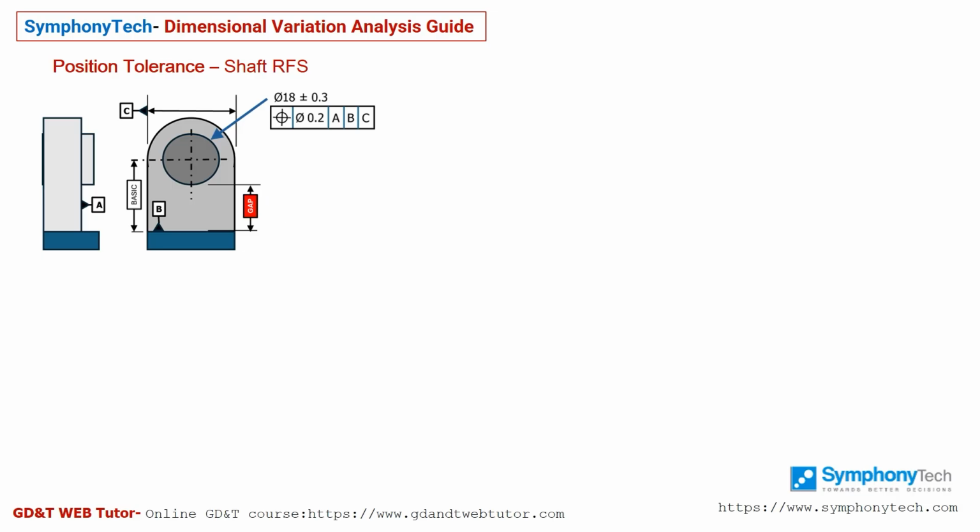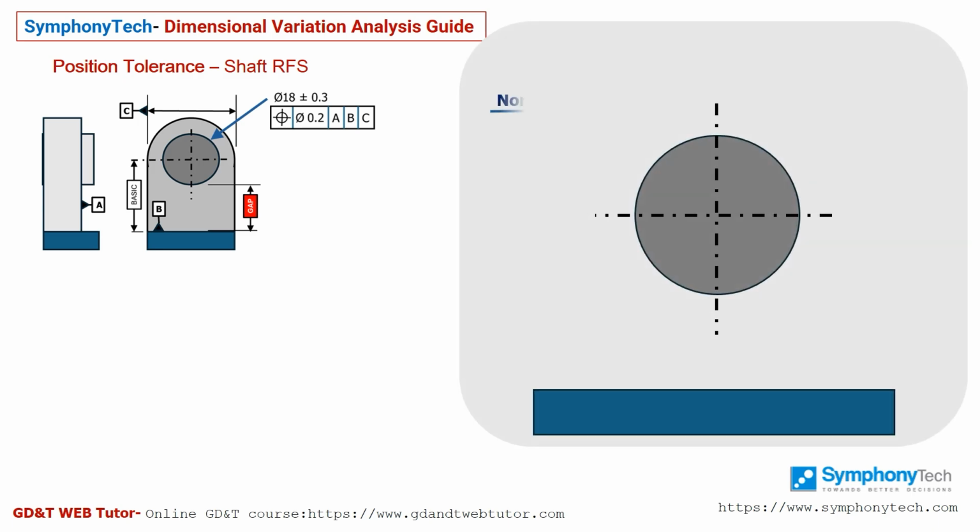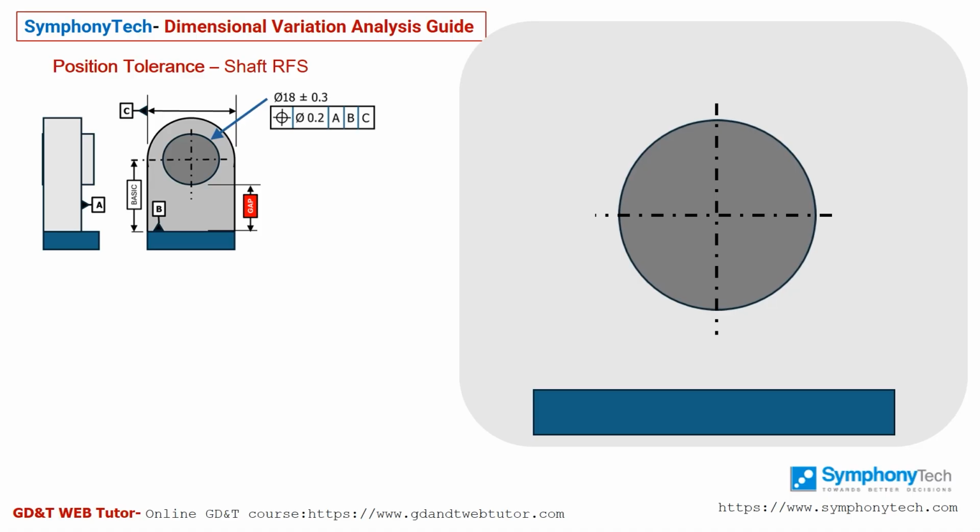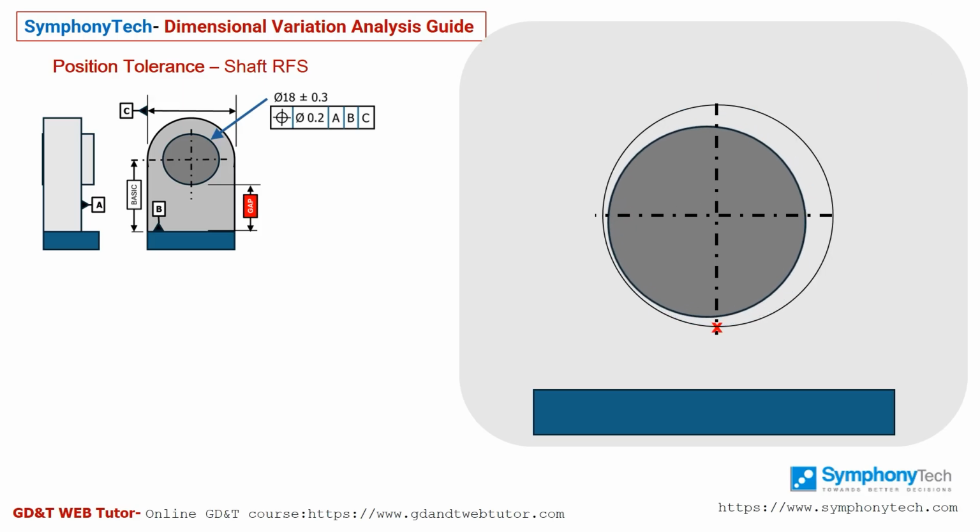Let us evaluate the smallest gap. The shaft can become as large as diameter 18.3. This is the maximum material condition of the shaft. In addition, the shaft can shift outward radially in any direction by 0.1, including downward.